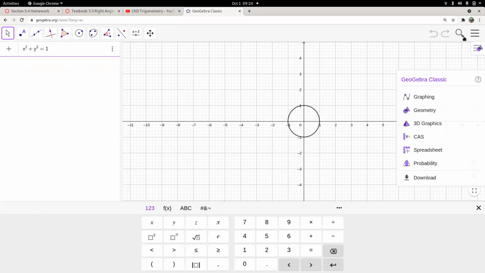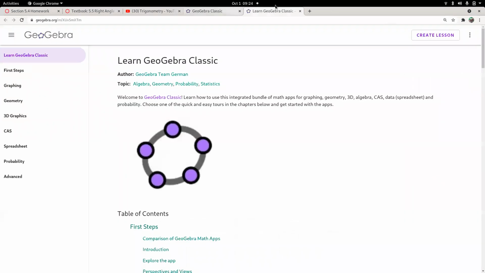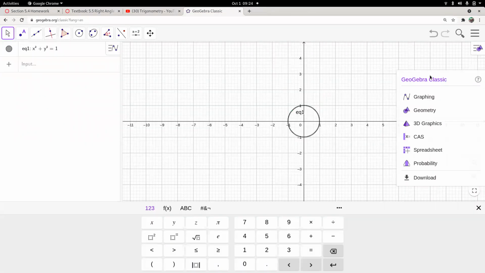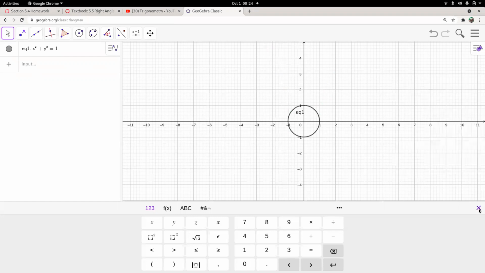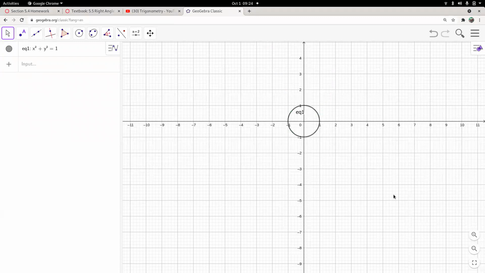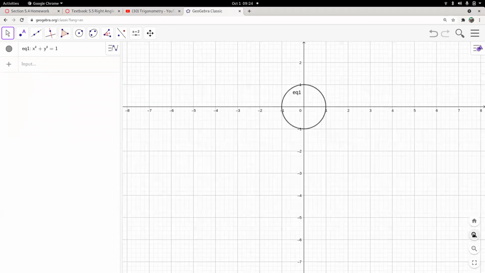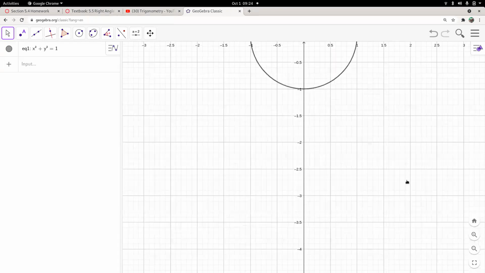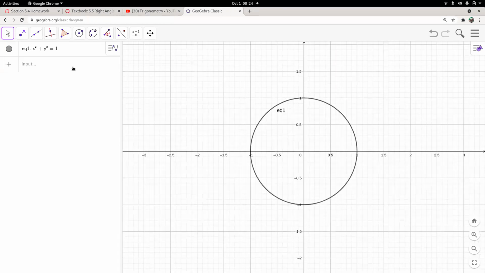Let's see, can I make this box go away? Whoa, that's not what I wanted. Go away, box. Is there an X on here for this? You're in my way. That's annoying. Why did they do that to me? Oh, there we go. All right, so then let's zoom in a little bit. They called it equation 1, that's okay.